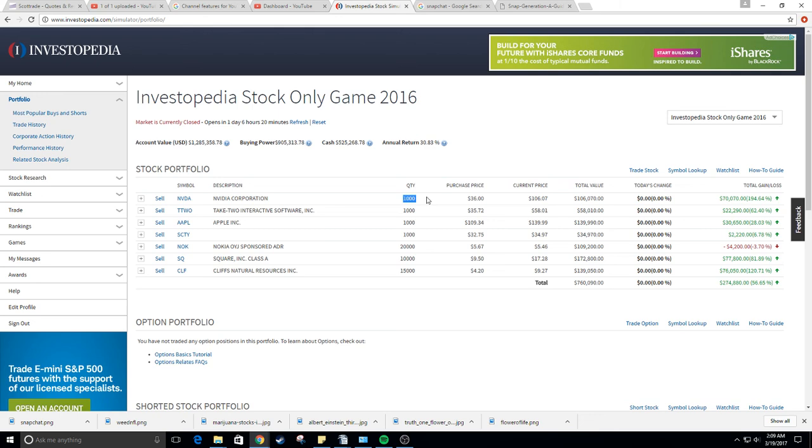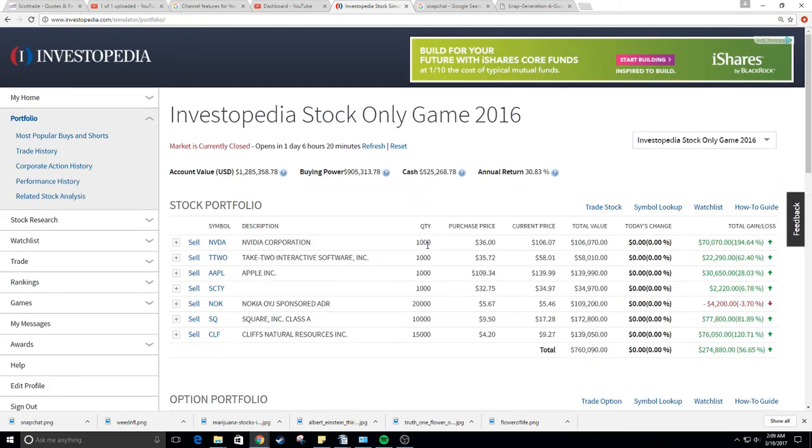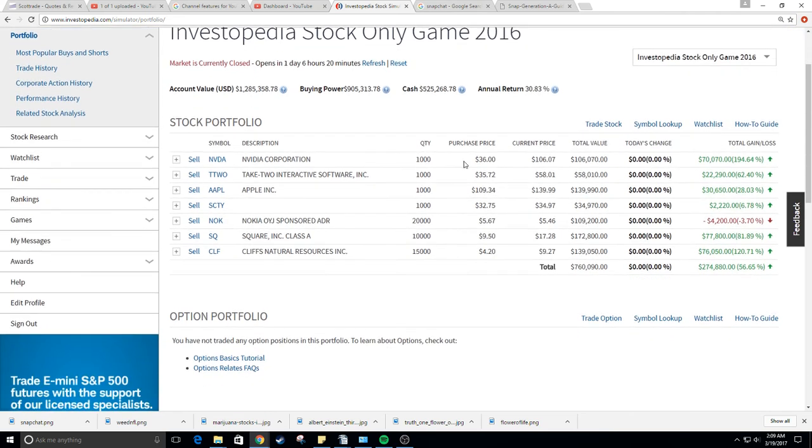Let me zoom in on this a little bit. I invested 1,000 shares at $36. This was a couple years ago, and that's made me $70,000 in that time.